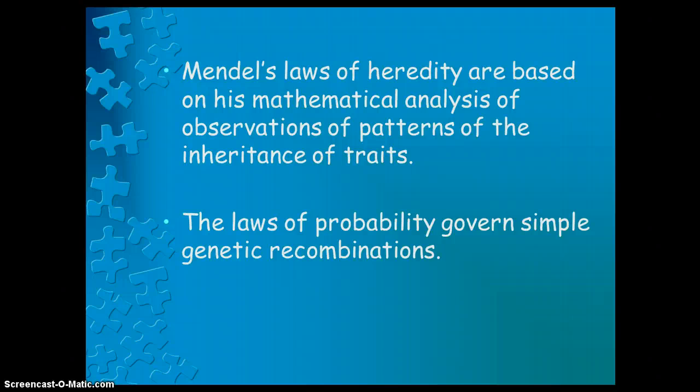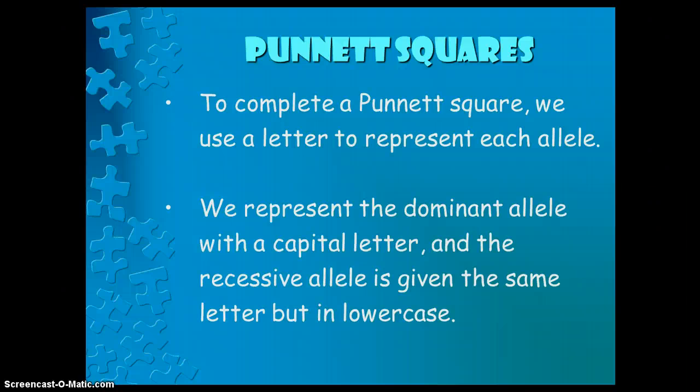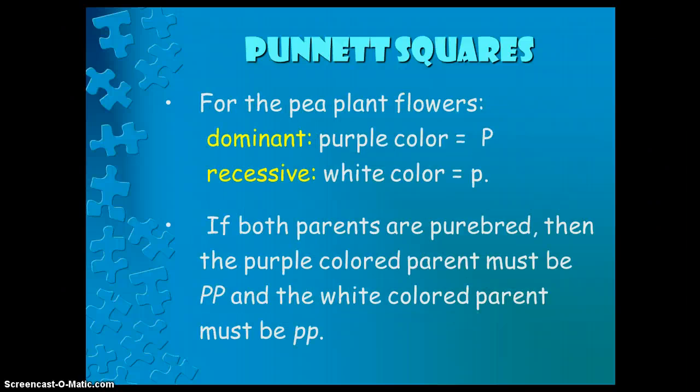So the laws of probability govern simple genetic recombinations. To use this, we use Punnett squares. To complete a Punnett square, we use a letter to represent each allele, and we represent the dominant allele with the capital letter, and the recessive allele is given the same letter but in lowercase. For the pea plant flowers, dominant purple flower, big P, recessive white color, little p. If both parents are purebred, then the purple color parent must be capital P, and the white color parent must be little p.